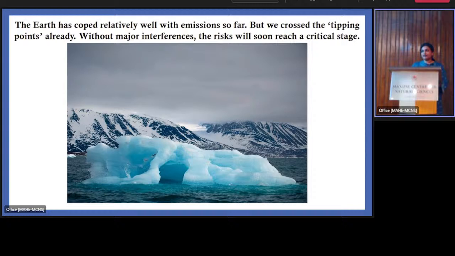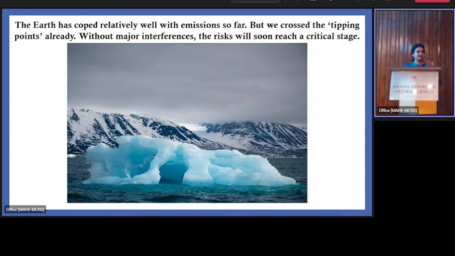Till today, there was a rich biological diversity in ancient times and a stable climate. So we have coped really well, but we have crossed the tipping point already. We all know it, and we might reach the critical state soon. After the industrial age, everything has changed. Climate change is very obvious and we all know it.